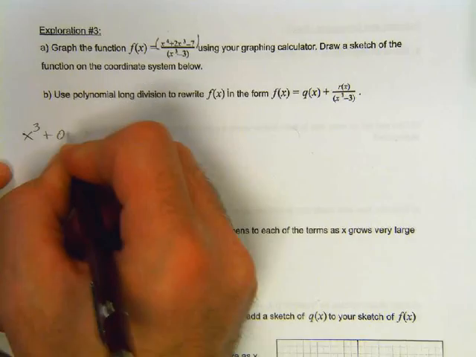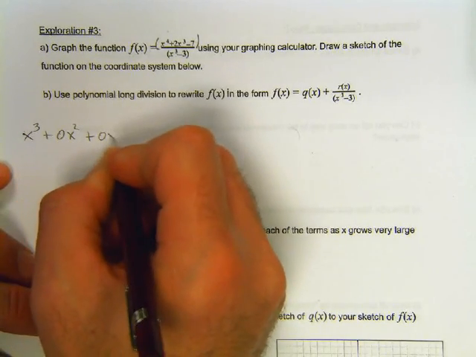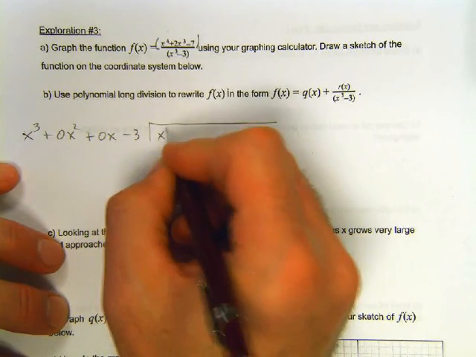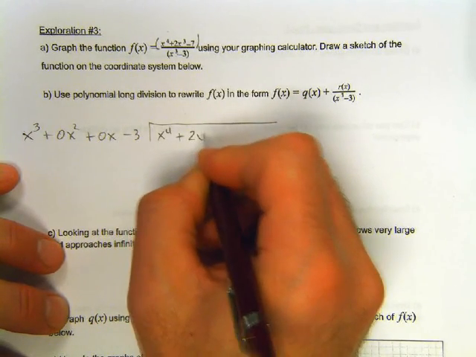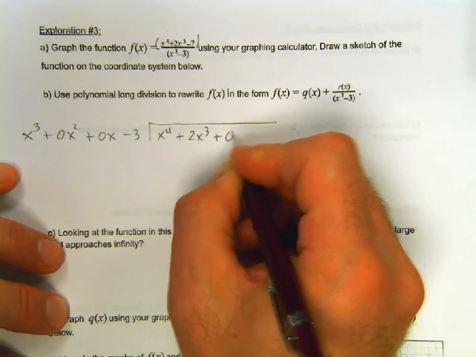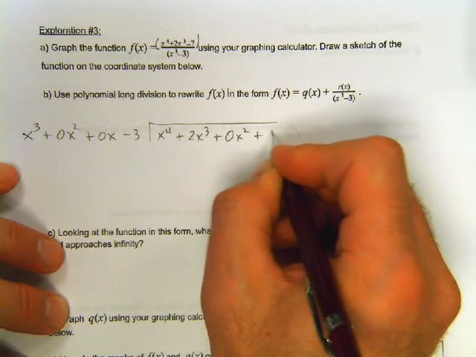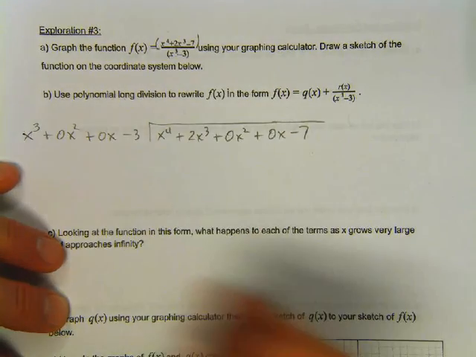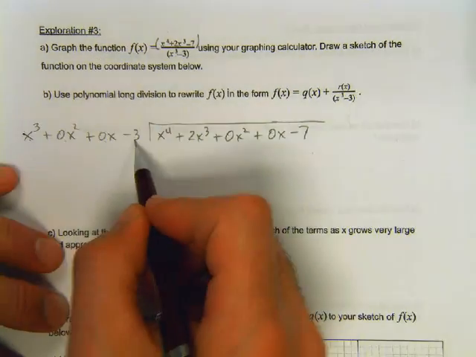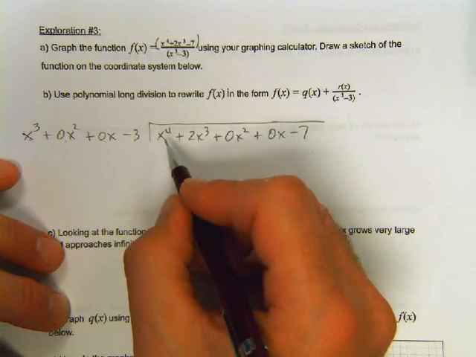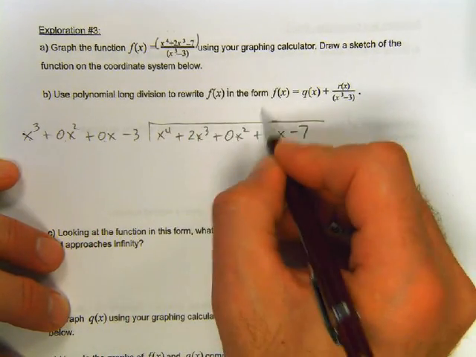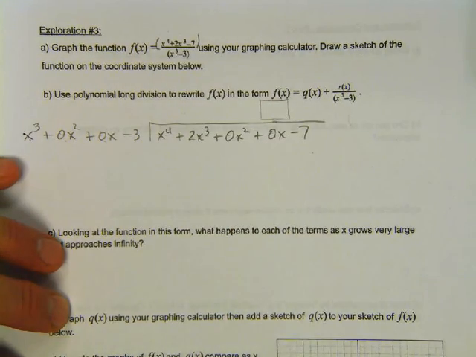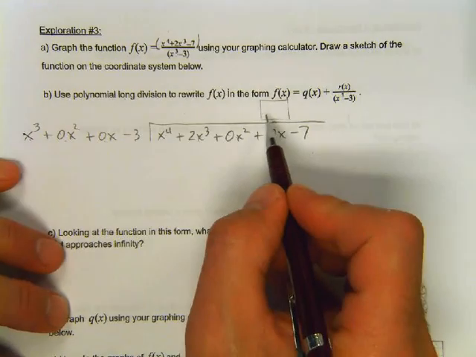Okay, here we go. Let's do this. x cubed plus 0x squared plus 0x minus 3 divided into x to the 4th plus 2x cubed plus 0x squared plus 0x minus 7. There are 1, 2, 3, 4 terms in the divisor, so we are going to start 1, 2, 3, 4 terms over. We're going to start right there.